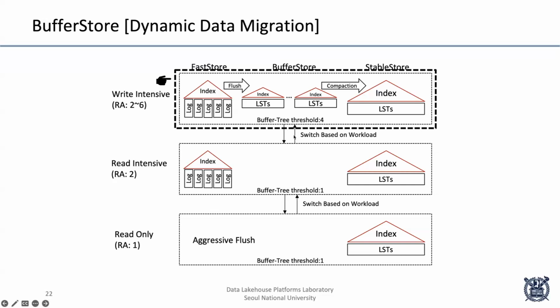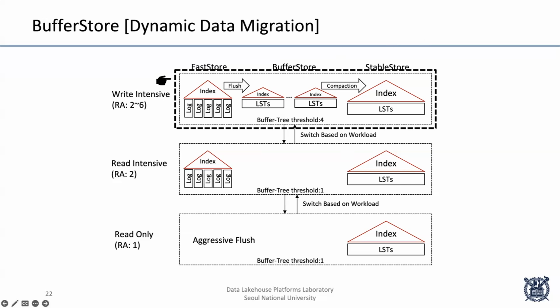So under write-intensive workloads, they temporarily tolerate more buffer trees in the buffer store, and this improves the write performance. Compaction is triggered when the number of buffer trees reaches a threshold of 4 in this paper. They say this is because the write amplification of compaction is determined by the capacity ratio of buffer store and stable store. So enlarging the buffer store capacity reduces the write amplification because they only perform compaction once. It's natural reasoning. If we increase the size of the buffer store, then it naturally reduces the write amplification.